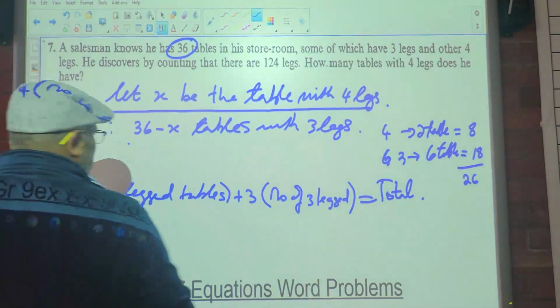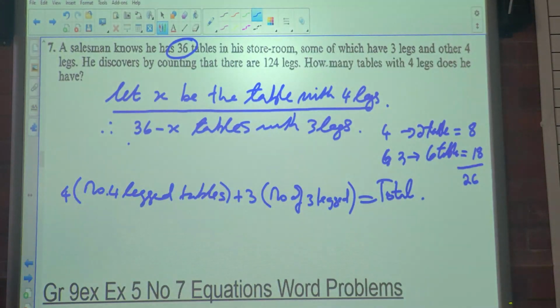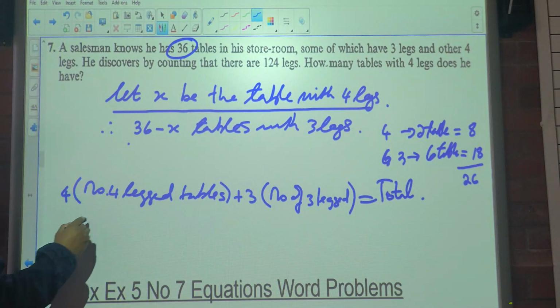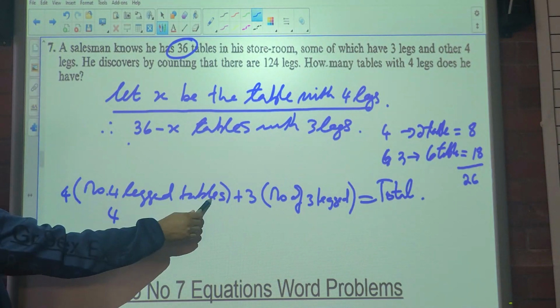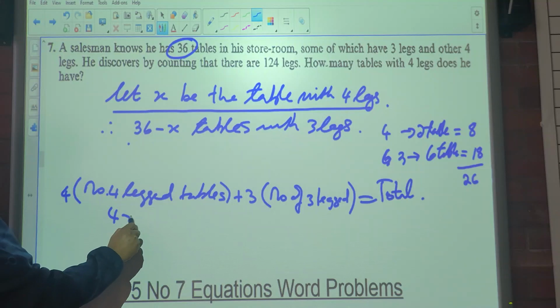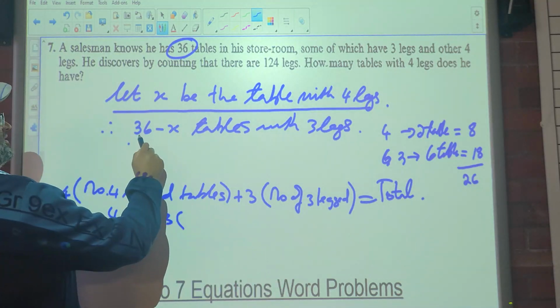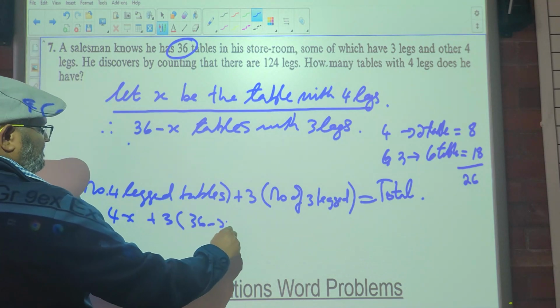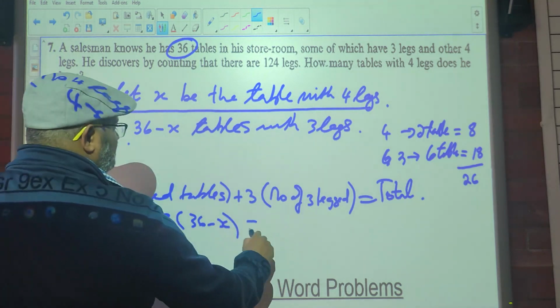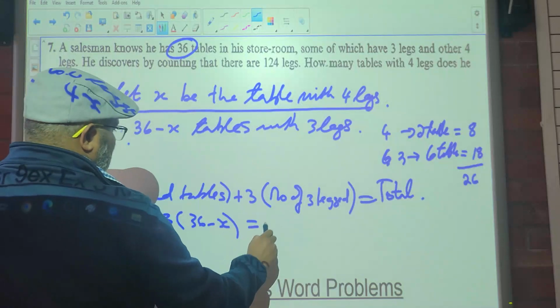Okay. Did I need to write that formula down? No. Could have gone straight and said, what's the number of 4-legged tables you got? x, plus 3 times the number of 3-legged tables you have, 36 minus x. And that is equal to 124.